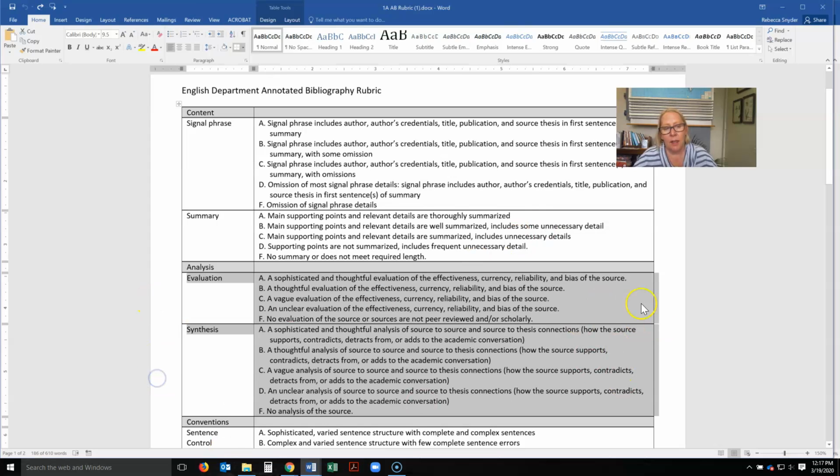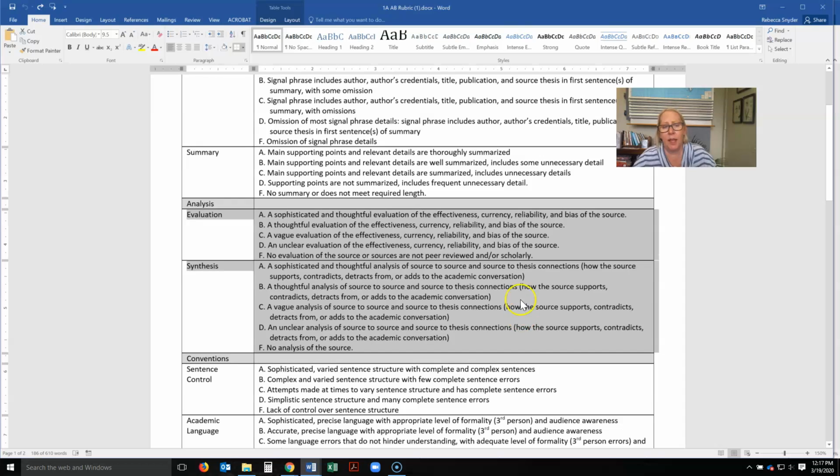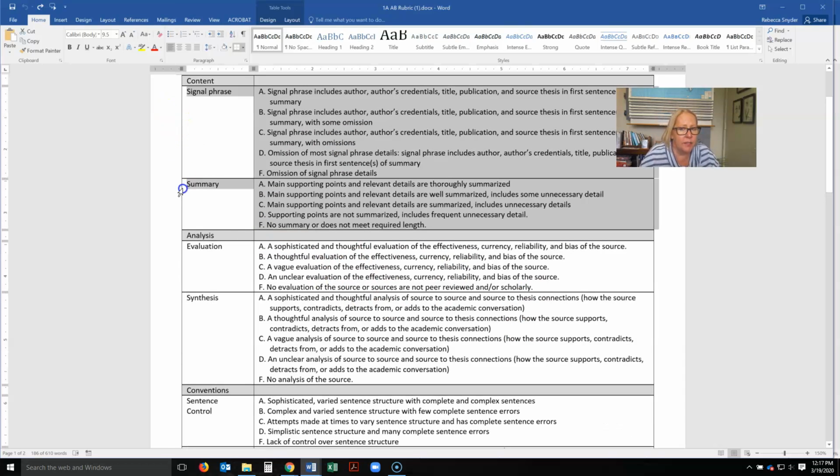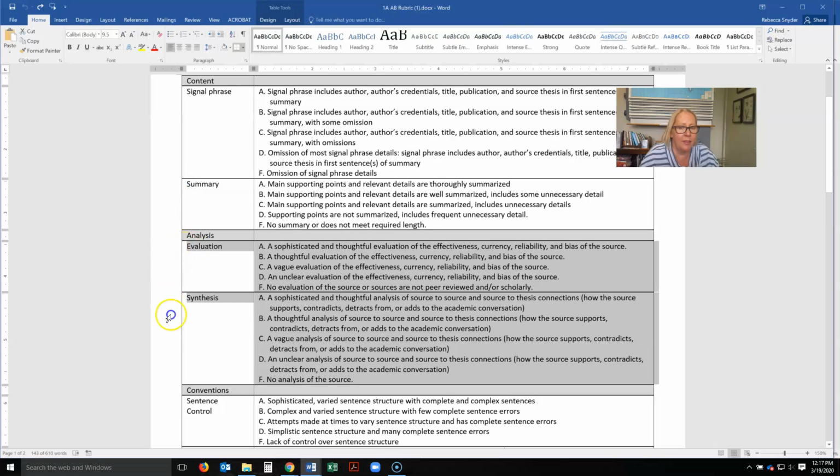This piece right here is the reason I'm doing this lecture almost entirely. Notice this and this are pretty much the same size, right? This has an important impact on your grade. Oftentimes students skip this analysis and evaluation part, or they just do one half of it and not the other half. If you don't do both elements, you're going to be in trouble with your grade.